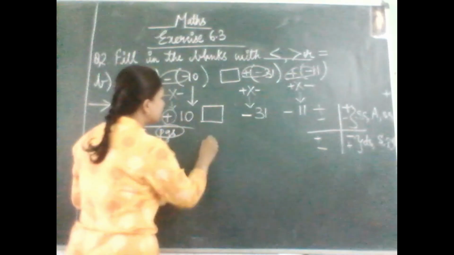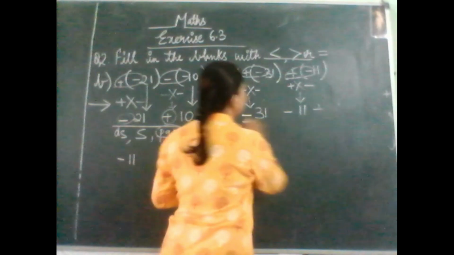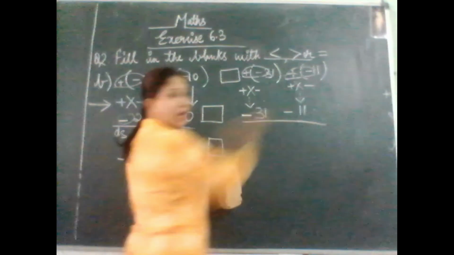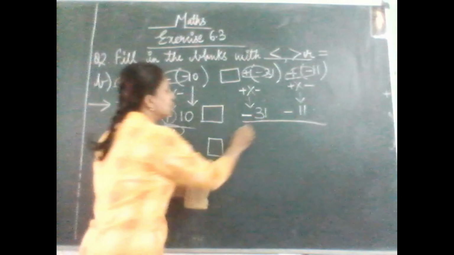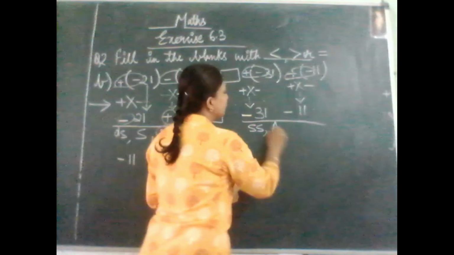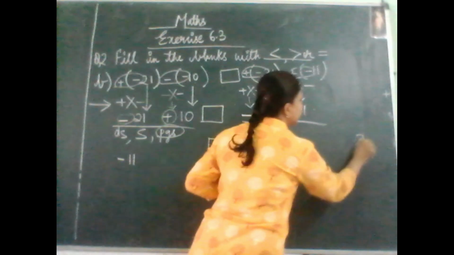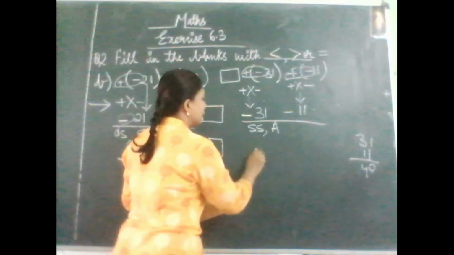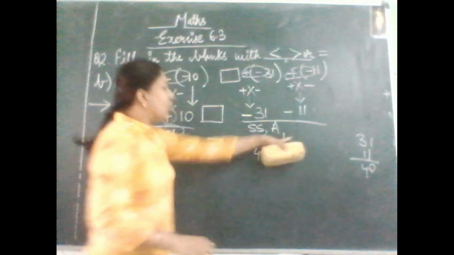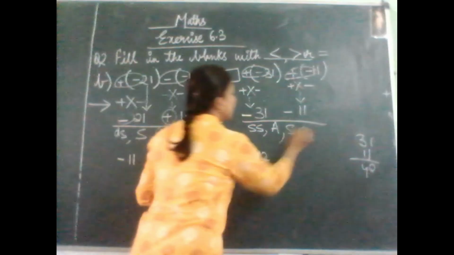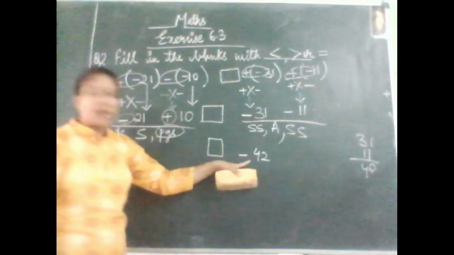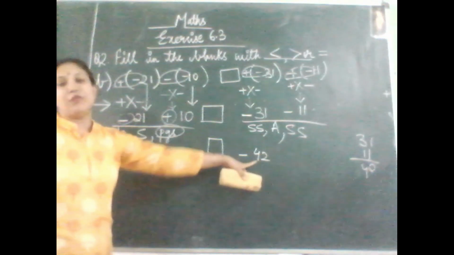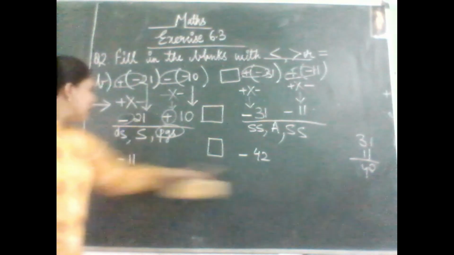Same way here also. Come to this part. Check. Here you see they both have the same sign. So when they have the same sign, you add. So add 31 and 11. What do you get? 42. But what sign do we have to put? The same sign, that is minus 42. Is it clear? Now compare.